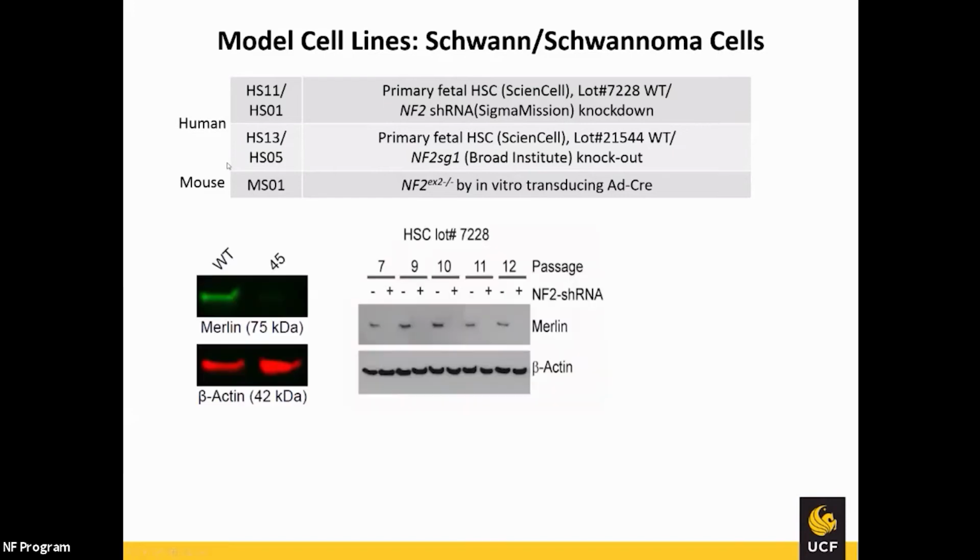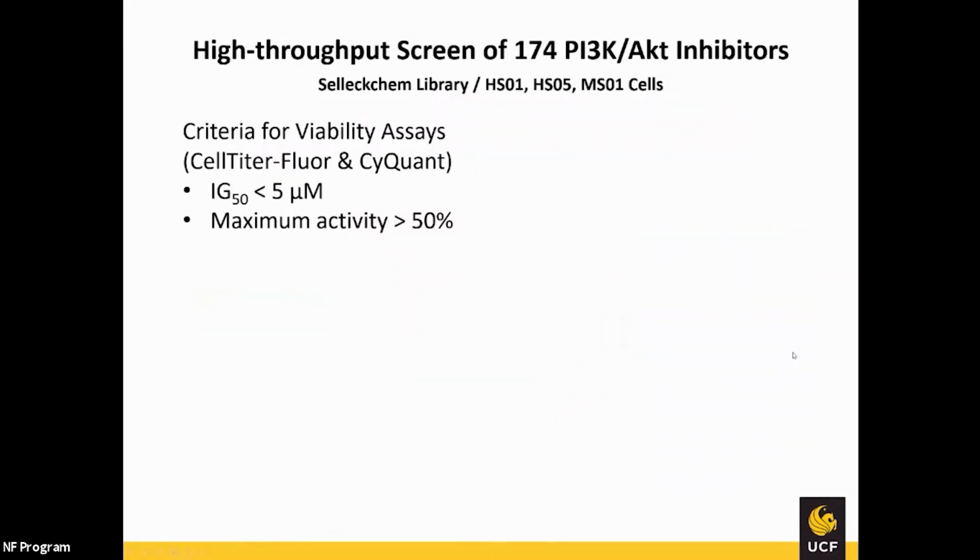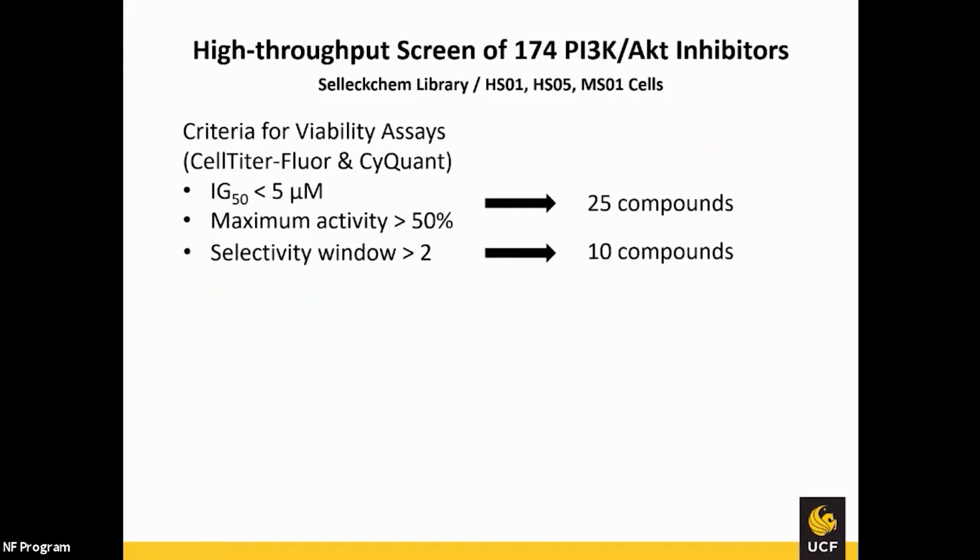The human cell lines are tested for loss of Merlin expression at increasing passages and express human Schwann cell markers HNA, S100, O4, and PLP. A 174-compound PI3 kinase pathway inhibitor library was purchased from Selleckchem and was screened with 2 viability assays in 2 human schwannoma cells. 25 compounds were advanced because they had IC50s less than 5 micromolar and maximum activity greater than 50%. 10 of those were advanced because they were at least 2-fold selective for Merlin-deficient over isogenic wild-type Schwann cells.